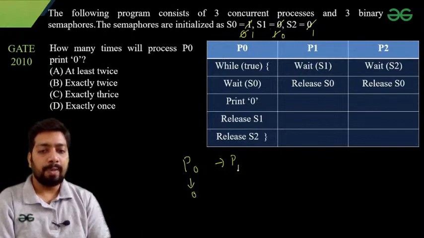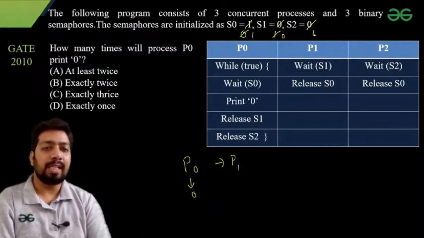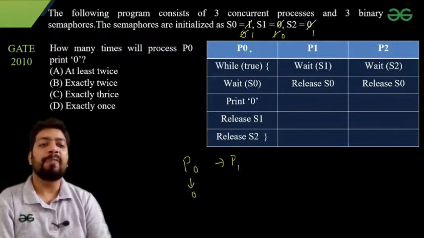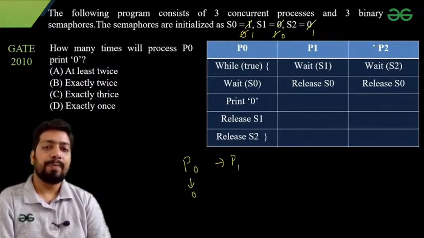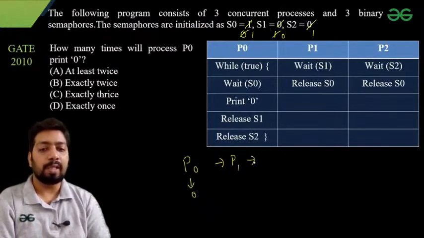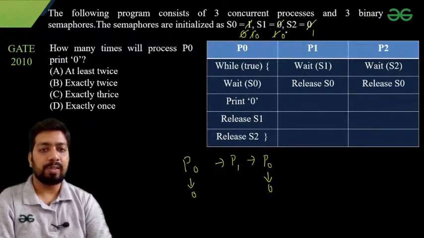So P1 is performed, and as S0 is 1 as well as S2 is 1, process P0 can be performed as well as P2. So processes P0 and P2 both can execute. In the previous example, we executed P2, but now I'm going to execute P0 again. So in P0, what will it do? It will wait on semaphore S0, so the semaphore value goes to 0, and it will print 0. So 0 is printed, and it will release S1. So the value of S1 is 1 now, and after that it will release S2. That means the value of S2 is modified to 1 again.